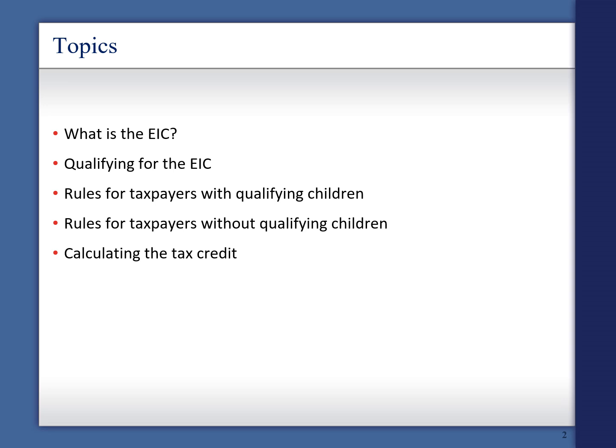First, we will describe the Earned Income Credit, or EIC, and then we will talk about how to qualify for the EIC, including the rules for taxpayers with and without children. Finally, we'll talk about calculating the Earned Income Tax Credit, even though TaxSlayer will calculate the credit amount automatically.